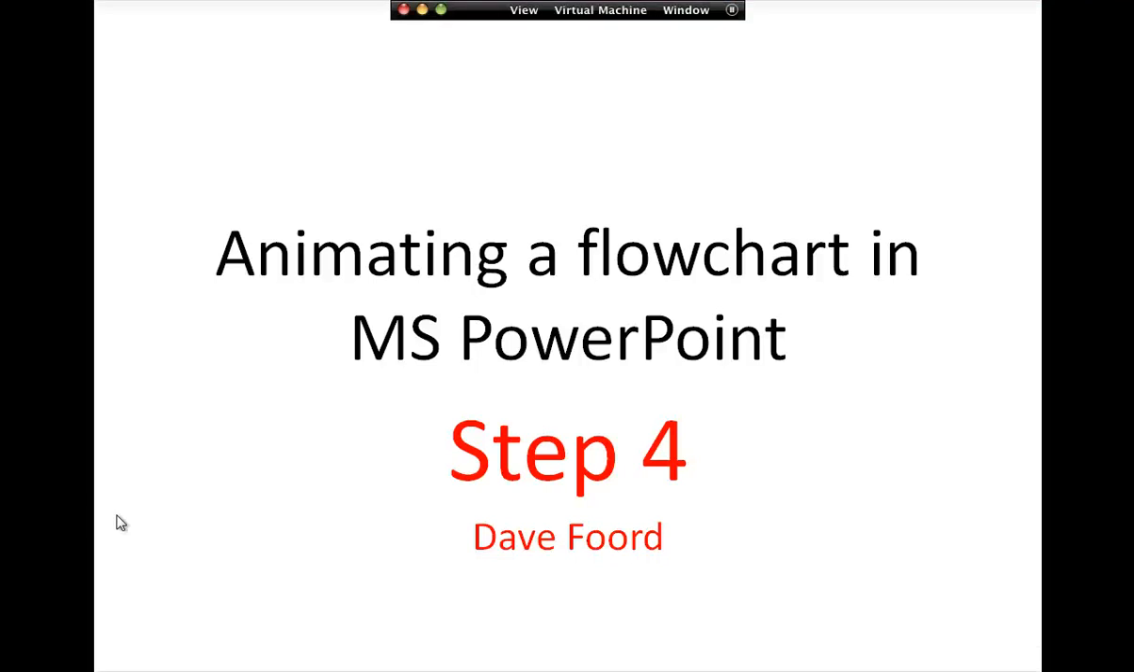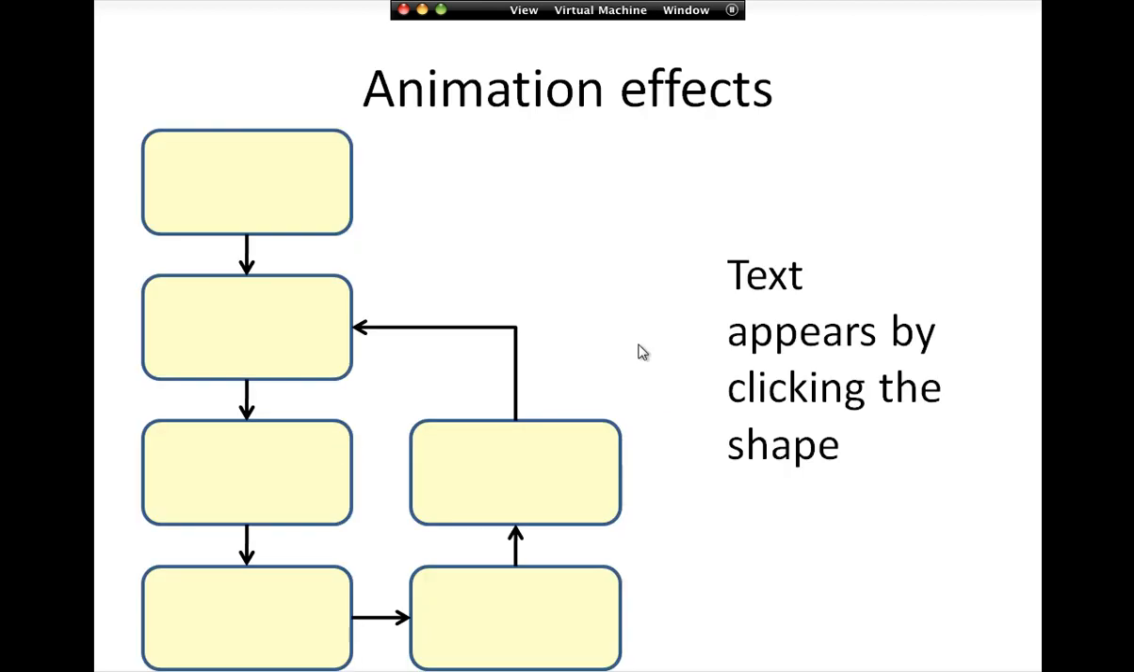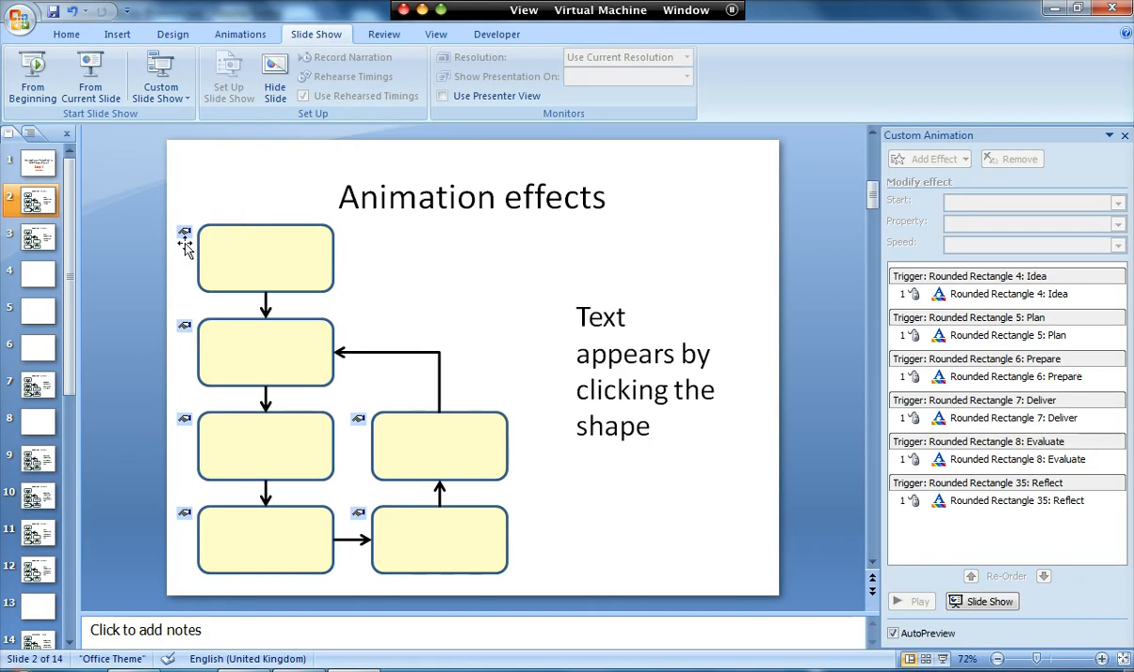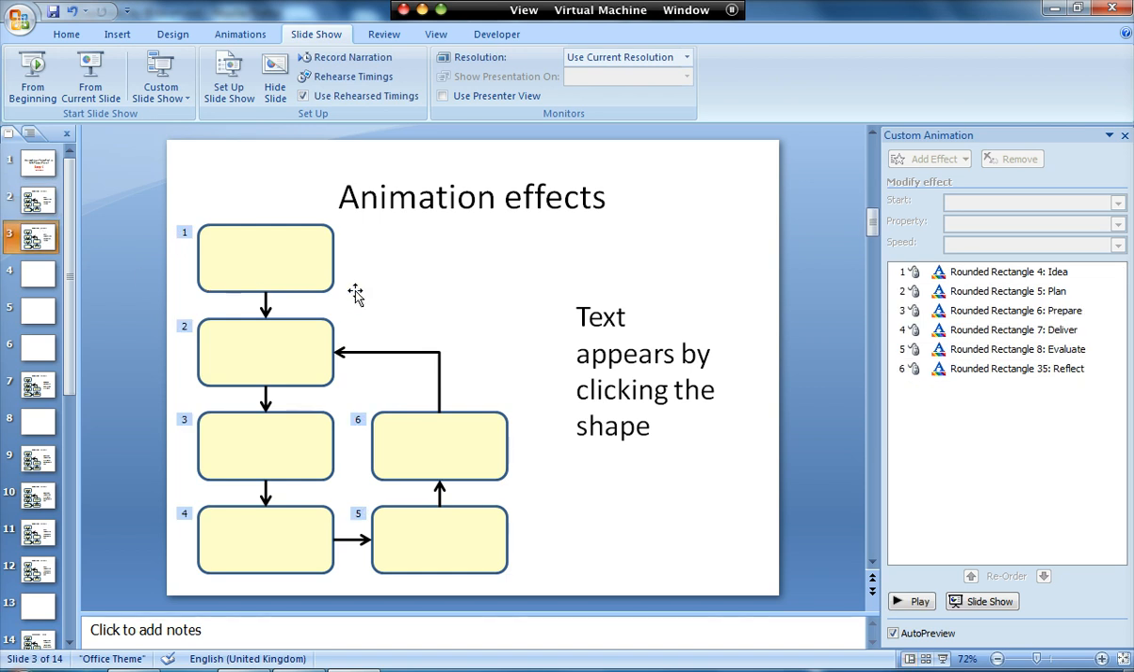This is step 4 in a sequence of screencasts looking at the animation features within Microsoft PowerPoint. In this screencast, we're going to look at how we can make it so that the text appears when you click on the shape.